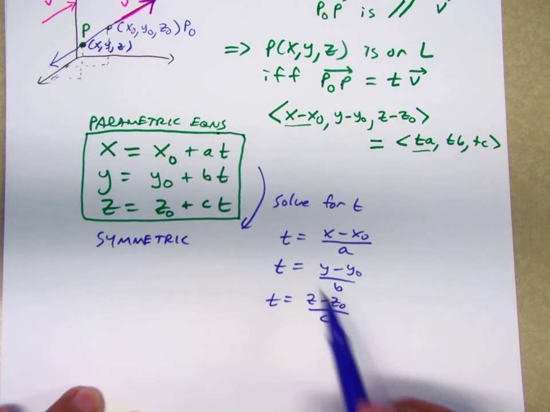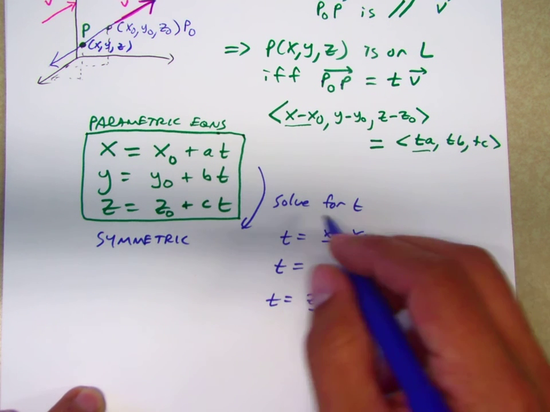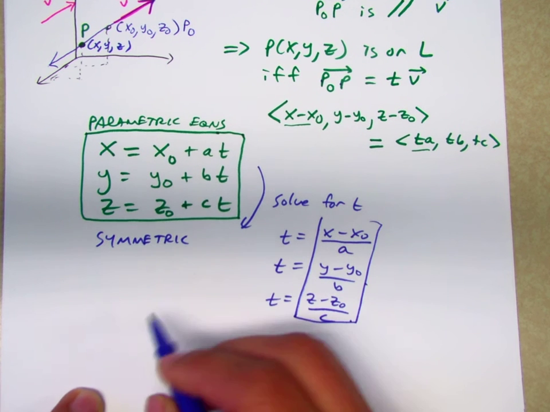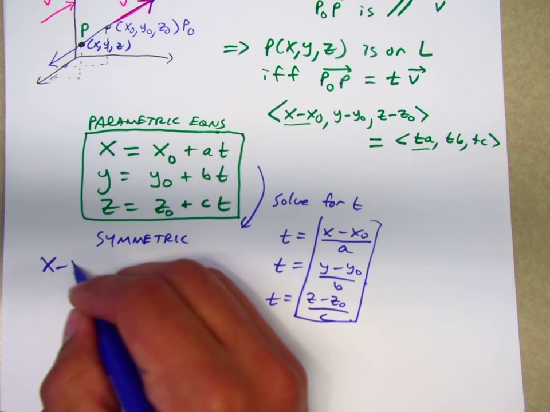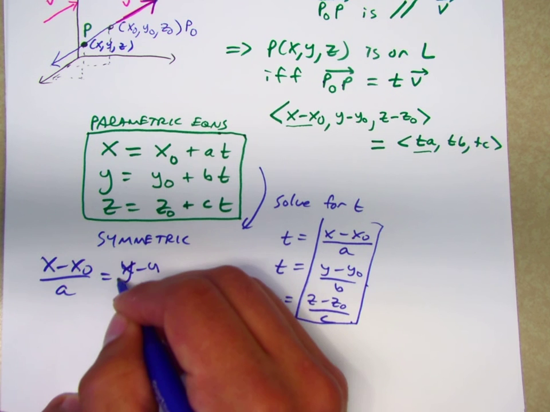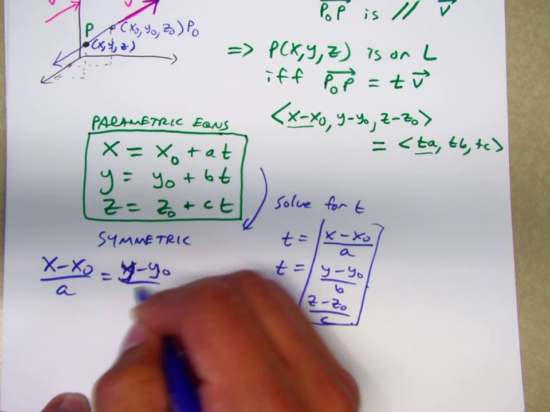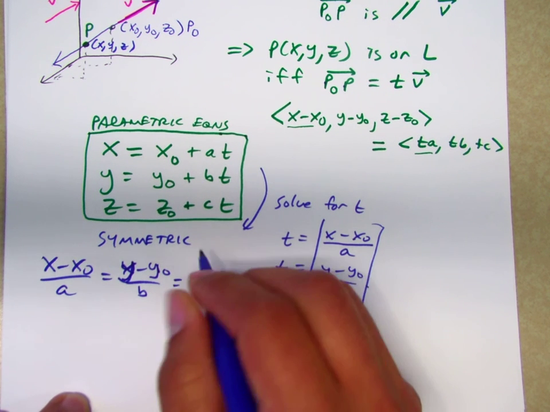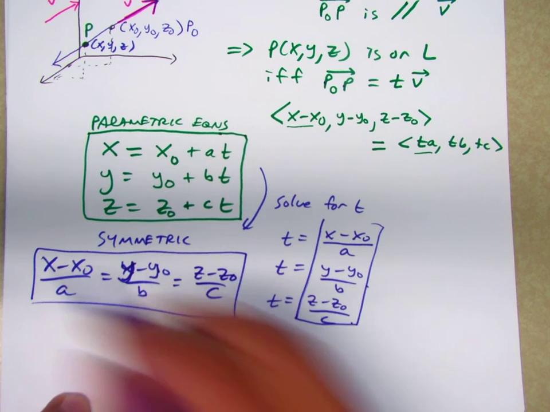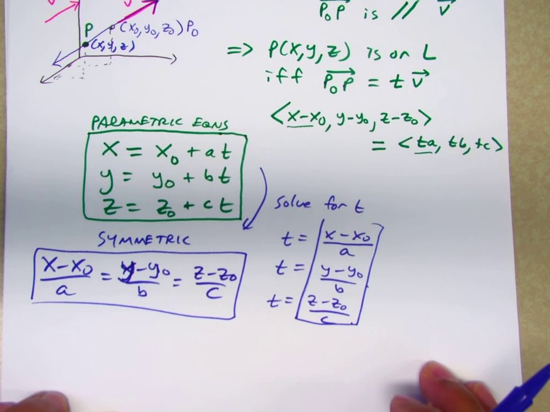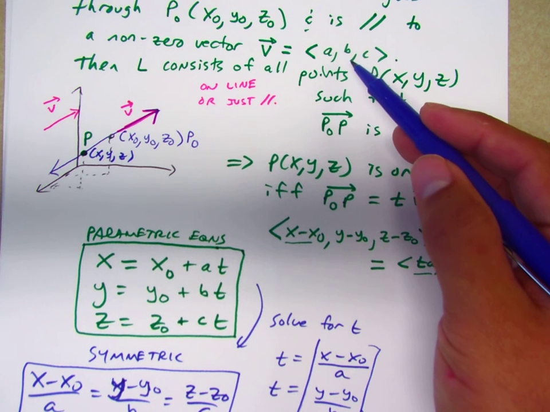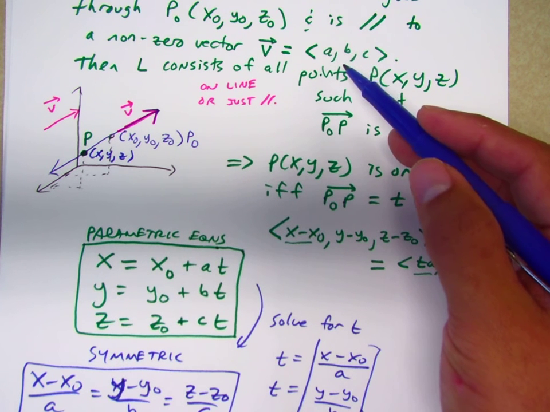Okay. Well, the symmetric format is just these. Since all three of these are equal to t, we can now just set these equal to each other. So symmetric is officially x minus x naught over a, y minus y naught over b, and z minus z naught over c. What is a again? And b and c? a, b, and c are the three components of that vector that is parallel to or on the line.